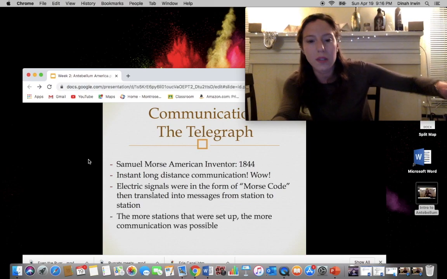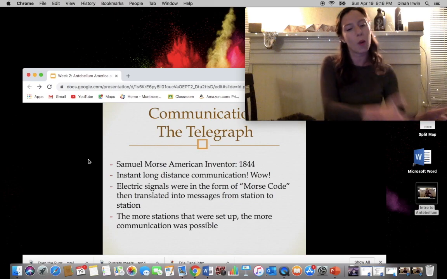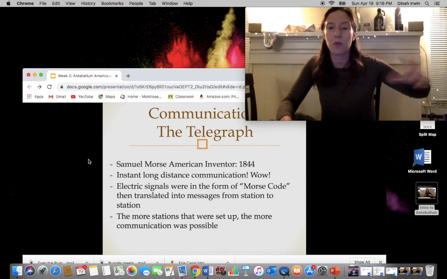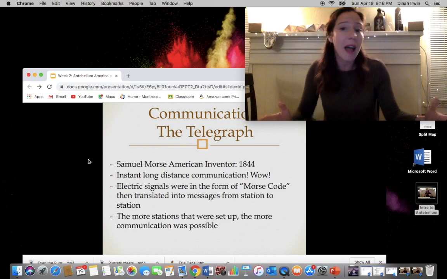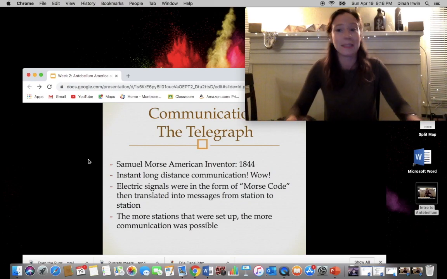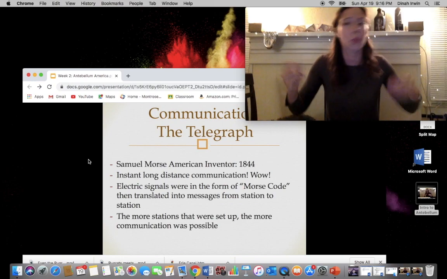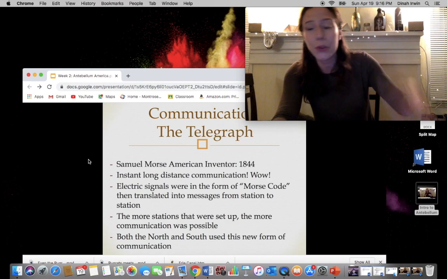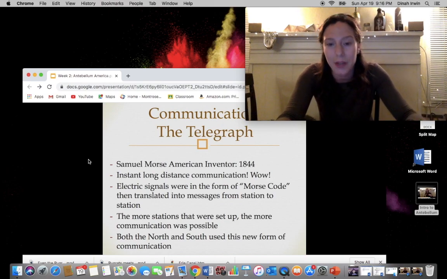So the more stations that are set up, the more we can communicate. If we have one station in New York and one station in Baltimore, we can send messages between New York and Baltimore. If your town doesn't have a telegraph station, you're not going to get any telegraph messages. So we're going to be building these out. Both the North and the South are going to be utilizing the telegraph, okay?